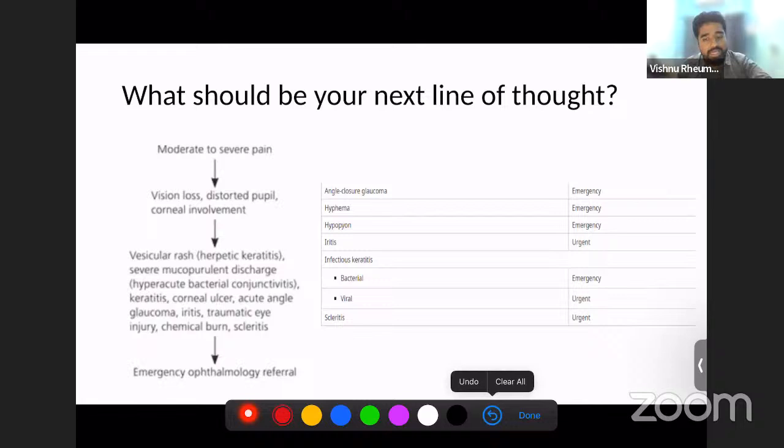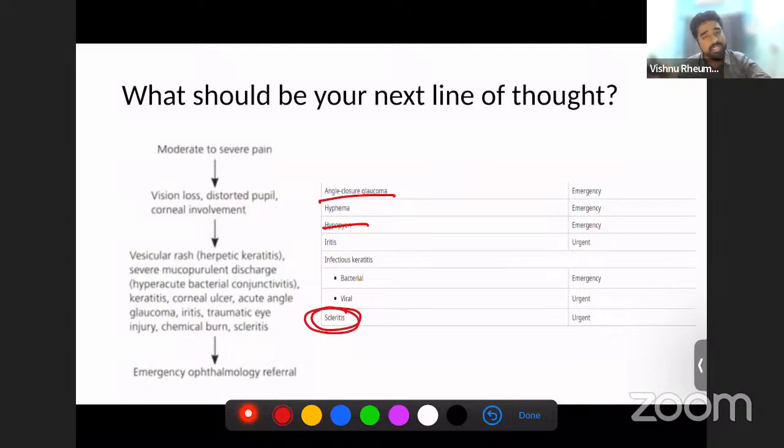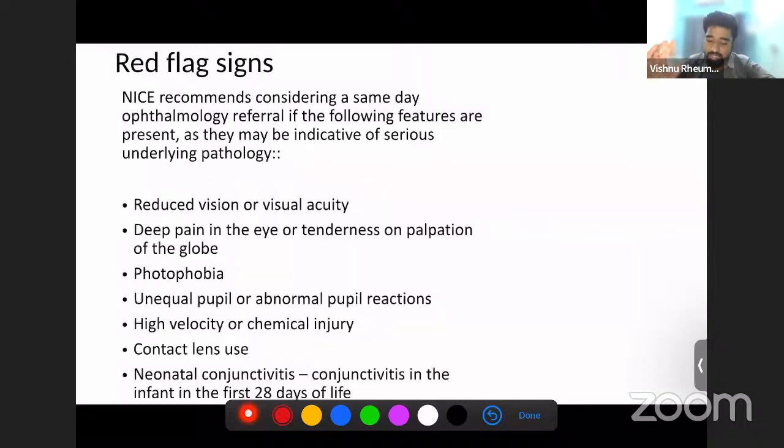That is something like an angle closure glaucoma, hypopyon, hyphema, severe scleritis, which is to be referred urgently, and also bacterial infectious keratitis. All of these are basic conditions that need an ophthalmological referral at the earliest.